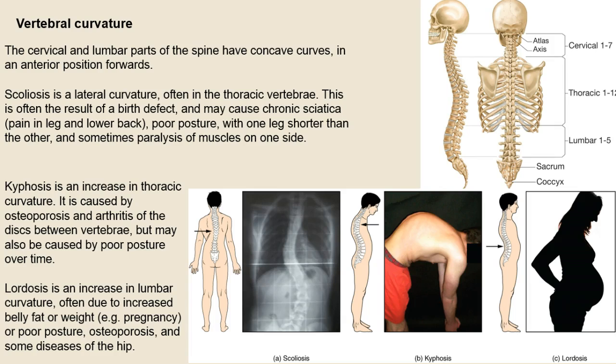Kyphosis is an increase in thoracic curvature, and we see this in osteoporosis and arthritis of the disc between the vertebrae, but sometimes just poor posture over time can cause this. Lordosis, right. We have lumbar curvature, so that's lower back, often compensating for weight around the middle, such as pregnancy, obesity, osteoporosis, and some hip diseases.